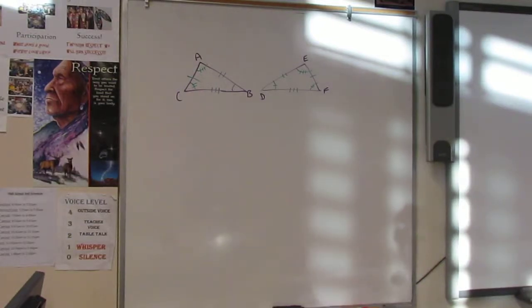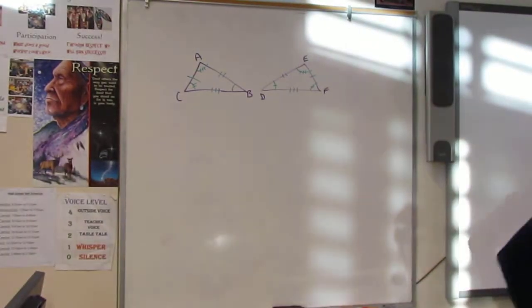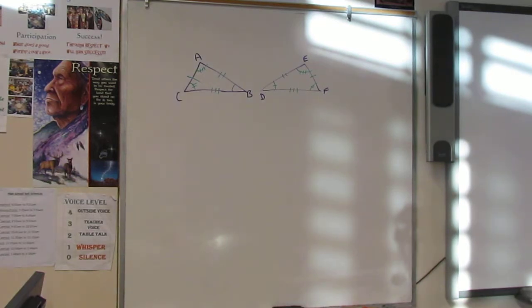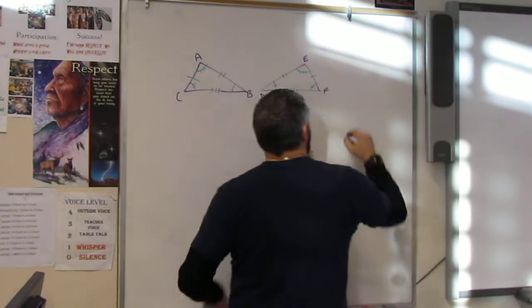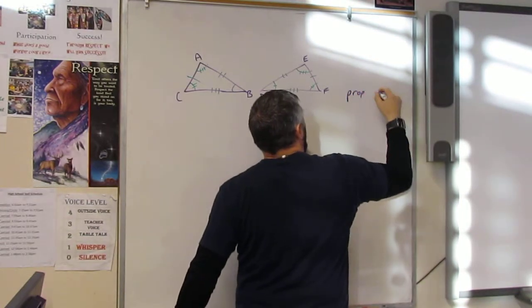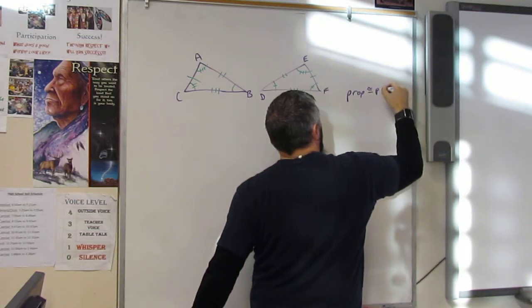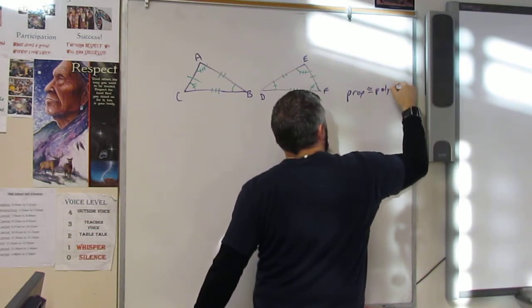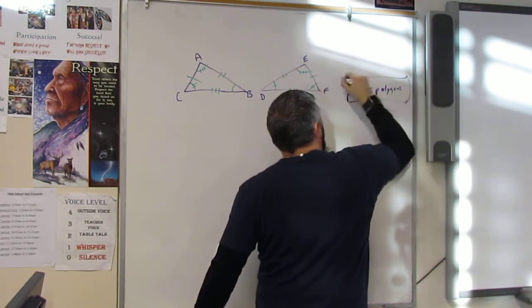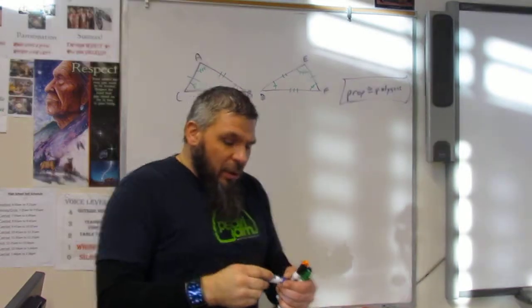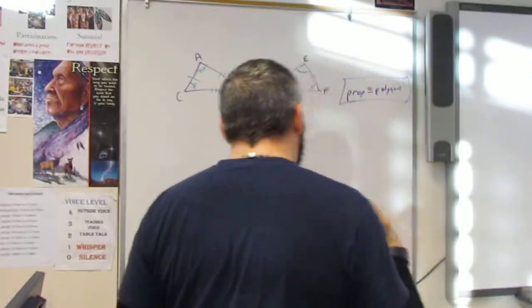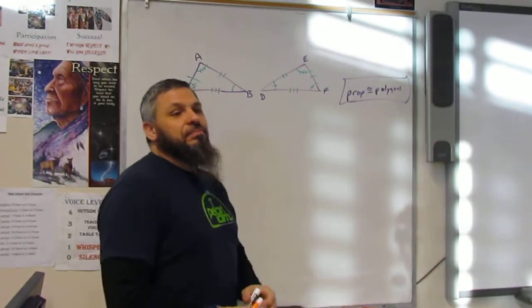Triangle congruence, or polygon congruence. All this means is the property of congruent polygons. Okay? The property of congruent polygons states this.